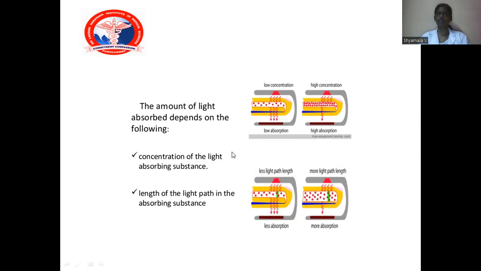Beer's law states that whenever light is transmitted through a substance with a dissolved solute, the concentration of the substance increases. If the concentration of the substance increases, the intensity of the light transmitted through it decreases. And Lambert's law states that whenever light falls on a homogeneous substance, the intensity of transmitted light decreases as the length of the light path increases.